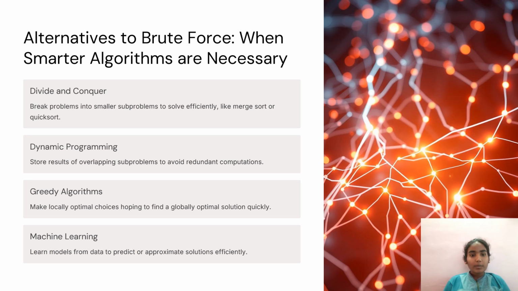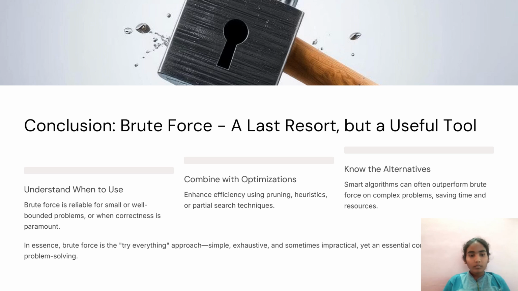Alternatives to brute force when smarter algorithms are necessary. Divide and conquer: break problems into smaller subproblems to solve efficiently, like merge sort or quicksort. Dynamic programming: store results of overlapping subproblems to avoid redundant computations. Greedy algorithms make locally optimal choices hoping to find a globally optimal solution quickly. Machine learning: learn models from data to predict or approximate solutions efficiently.